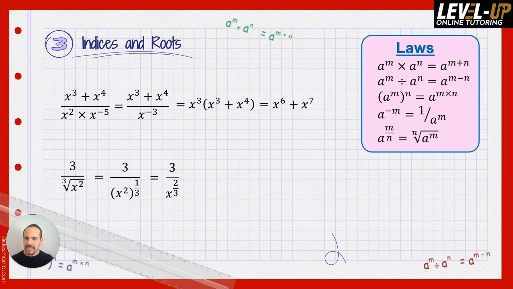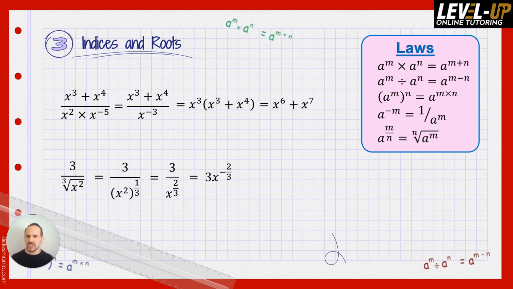And then we could use the fourth indice law there to turn this fraction into just like a simple number times x to some power. So like this. So we see divided by x to the power 2 over 3 is the same thing as times it by x to the power negative 2 over 3.